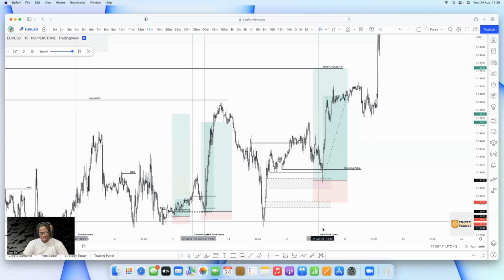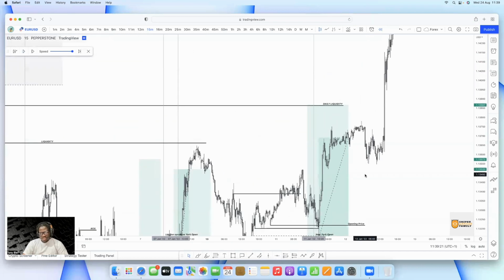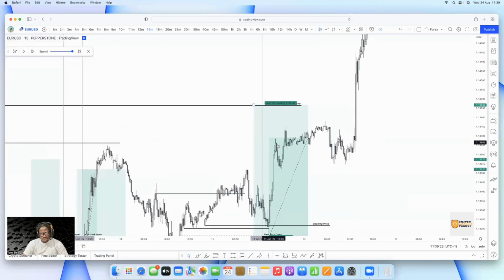Okay, now that was New York open, right? You got in, and price traded all the way. What gave you this new structure point? Higher high, higher low, higher high. This is already into the new day. This is 12 o'clock. 12 o'clock is a new day.